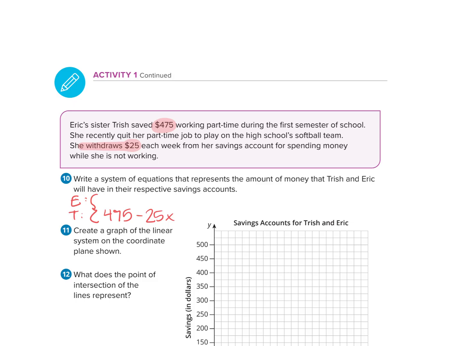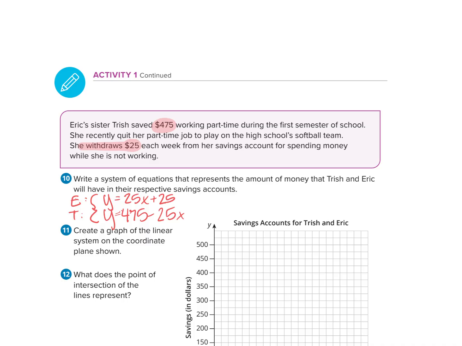Eric's equation comes from the previous questions. So Eric's equation will be, oh no, I forgot to do y equals. Back it up. So we're going to have y equals 475 minus 25x. You can also do negative 25x plus 475. And then Eric's equation was y equals 25x plus 25. Okay, so those are those separate equations.